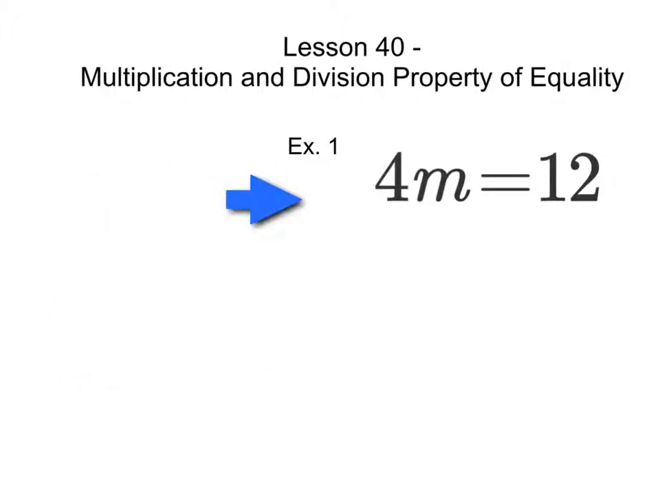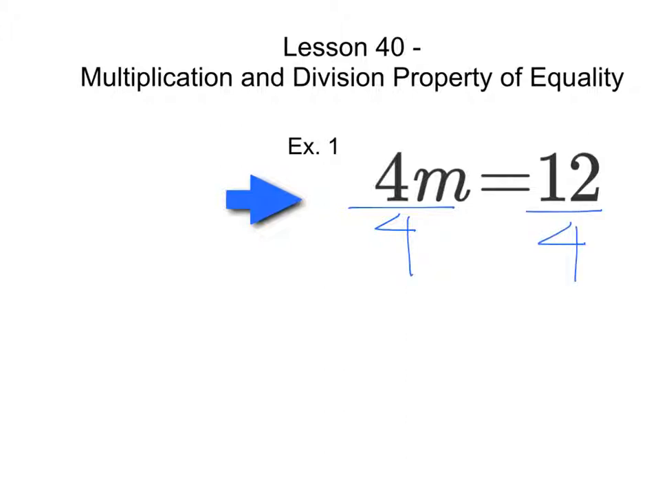In the example that we have here, we look at what we're trying to find, which is m, and we ask ourselves, what's happening between the 4 and the m? As you can see, multiplication is occurring. So what we need to do is the opposite operation. The opposite of multiplication is division. So we will divide both sides by 4.